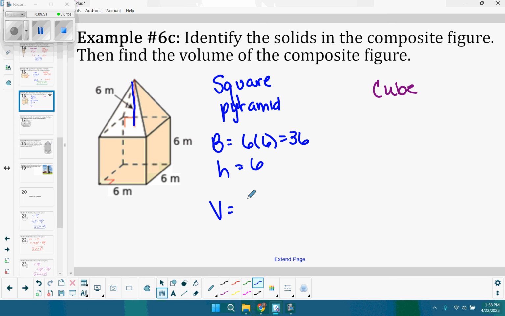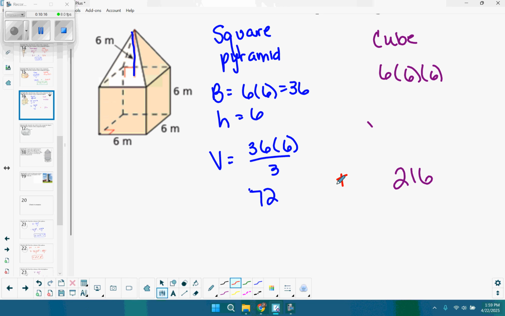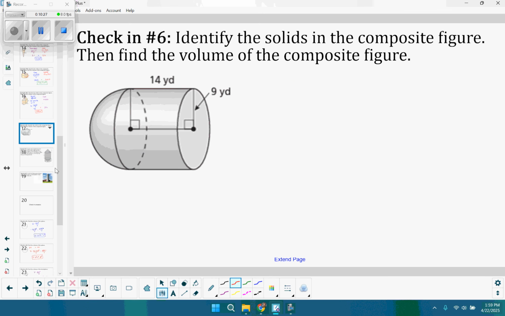So my volume, B times H over 3, was 72. For my cube, I could do length times width times height. 6 times 6 times 6. And I got 216. So my overall volume would be 288 cubic meters. So here's one for you to try. You can pause. Answers are posted on Google Classroom.